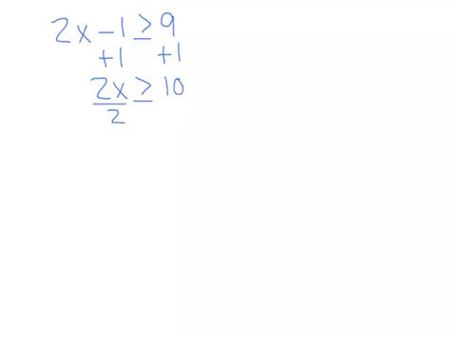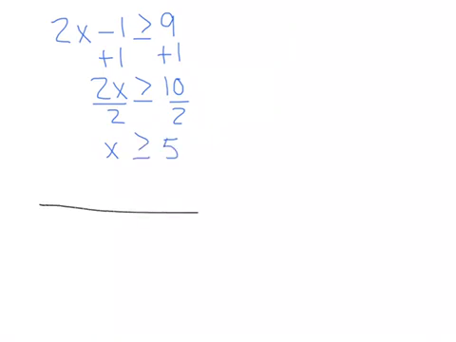All right, so the next ones that we're going to do are going to be multi-step inequalities. So if I have something like 2x minus 1 is greater than or equal to 9, again, I want to get x by itself. I'm going to add 1 to both sides. I'm going to get that 2x is greater than or equal to 10. I want to divide both sides by 2. If I do that, I'm going to get x is greater than or equal to 5.